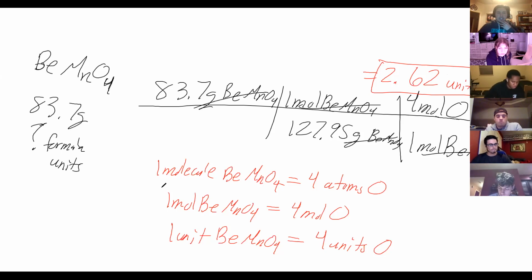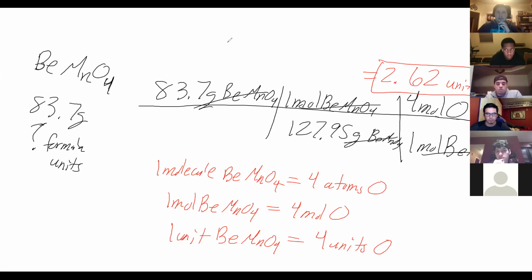Are there any questions or any concerns so far regarding this problem or what might be on your exam or any other concepts right now? For that problem, it's asking for how many formula units of beryllium manganate, not oxygen. I'm sorry. Oh my God, I was gonna ask that too. I was confused. Yes.